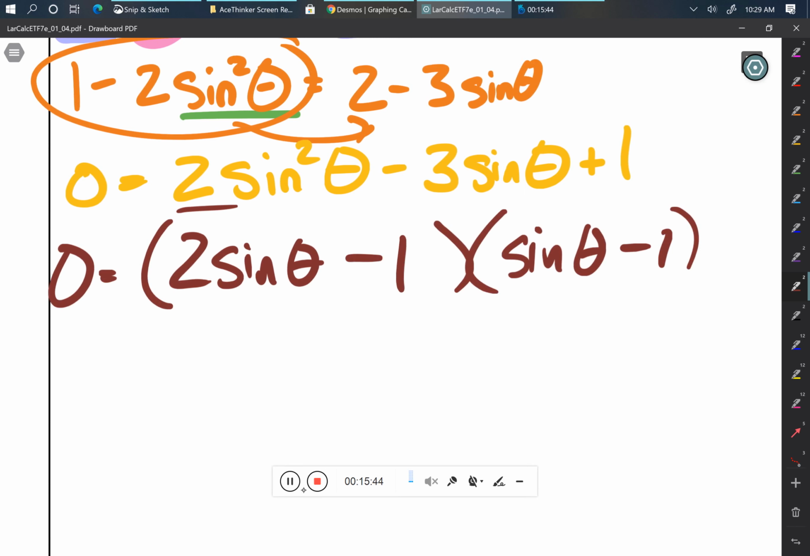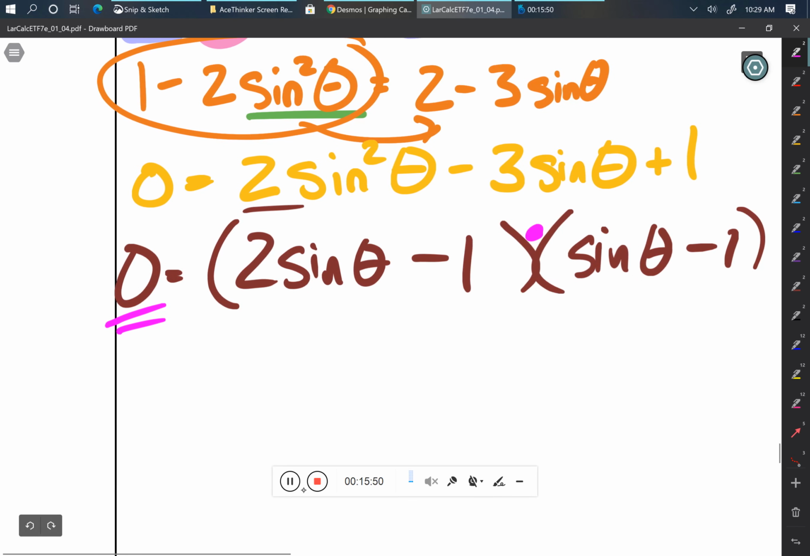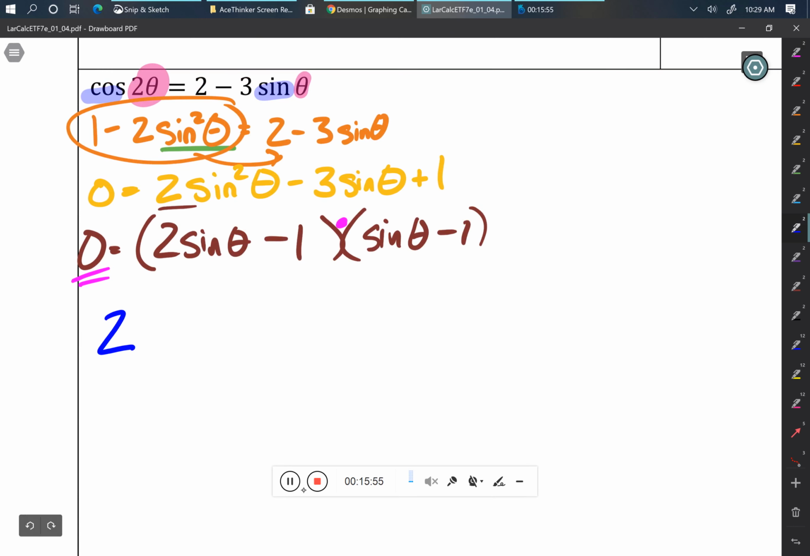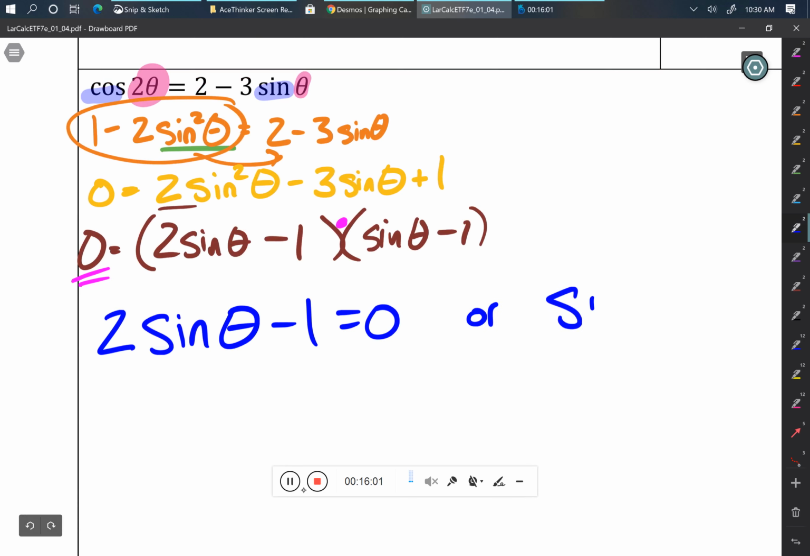Okay. So I've reduced it down to that zero product principle again. 2 things multiplied together, the answer is 0. One or the other must be 0. So then where are we at? We are at 2 sine theta minus 1 is 0, or sine theta minus 1 is 0.